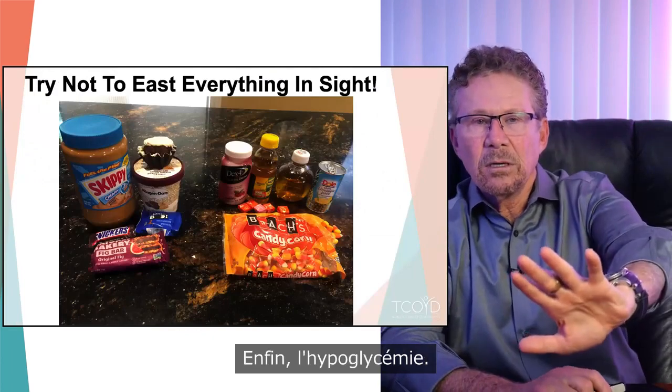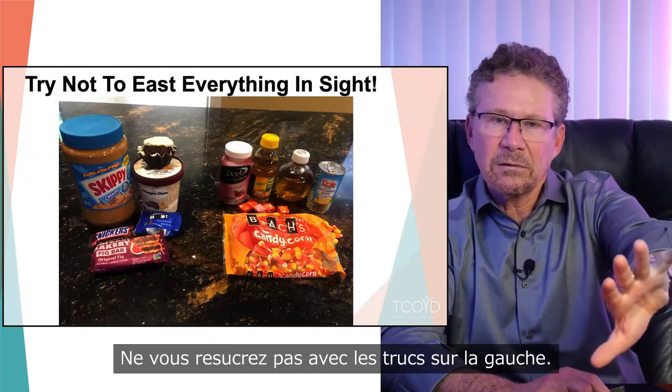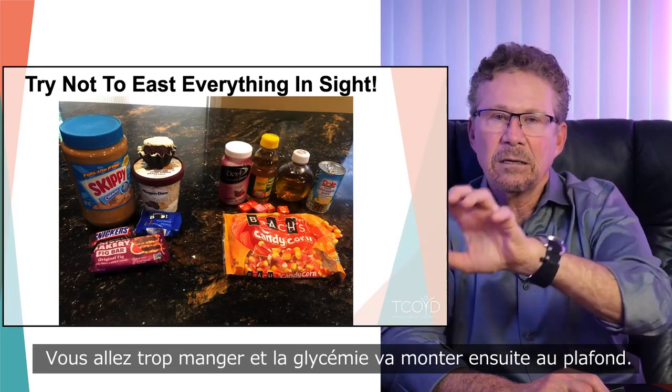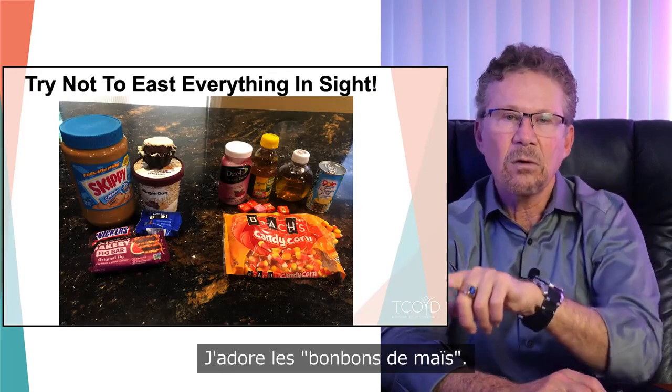Lastly, hypo. Don't be eating the stuff on the left. It'll take 6 years for your blood sugar to come up. You'll overeat and you'll rebound. Eat simple carbs. I love candy corn.